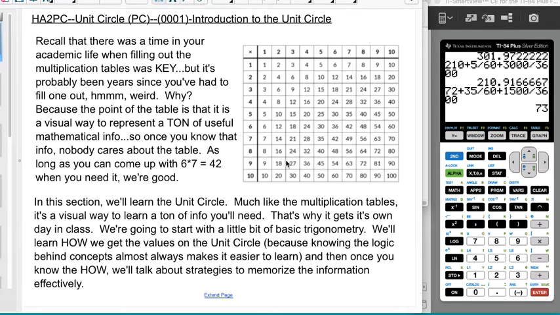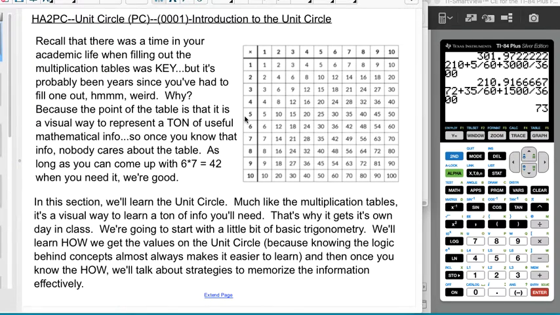So recall that there was a time in your academic life when filling out the multiplication tables was key. Like, it's probably been years since you've had to fill one out, right? That's super weird because at one point it was super duper important. Well, that's because it wasn't really the table that was important, right? The table that you can see right here is a visual way to represent a ton of useful mathematical info. Once you know the info, nobody really cares if you can fill out the table. So as long as you can do 6 times 7 and get 42, it's cool.